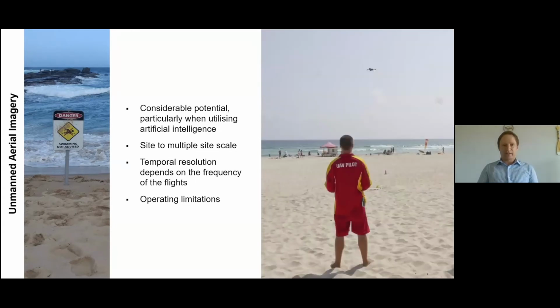Next approach is really taking it to a slightly larger scale and looking at what other technologies we may be able to utilize. In one of the discussions previously, drones or unmanned aerial vehicles were mentioned. There's a real opportunity to utilize this equipment to capture data at a site scale or potentially a multiple site scale. You can cover a relatively large distance relative to cameras and capture this information on the number of beach and water users when combined with artificial intelligence.